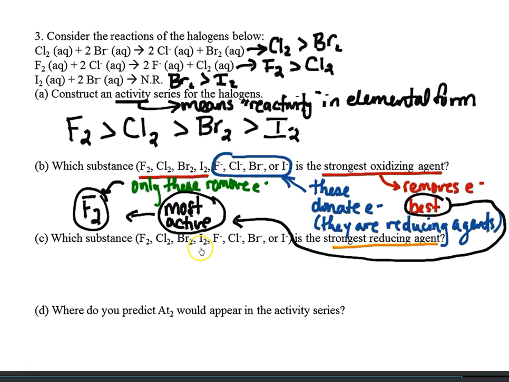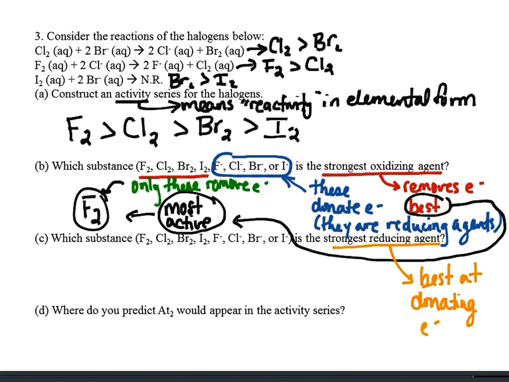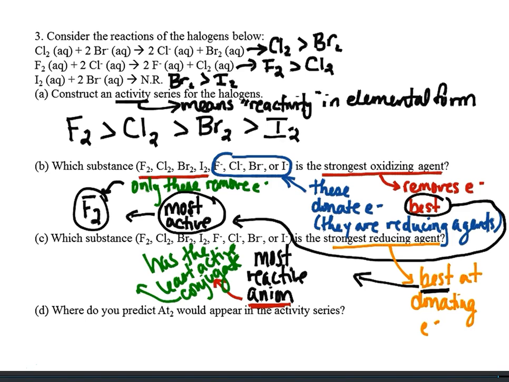It's just a measure of how much iodine wants to look like I2 or I-. Which one is better for it? It would rather look like I2, whereas fluorine would rather look like F-. So it's all about stability. So the strongest reducing agent is going to be the one that is best at giving away its electrons. So it's only going to be one of these four, and it's going to be the most reactive anion, which corresponds to the least reactive, the least active conjugate, which is I2. So iodide is the answer to C.